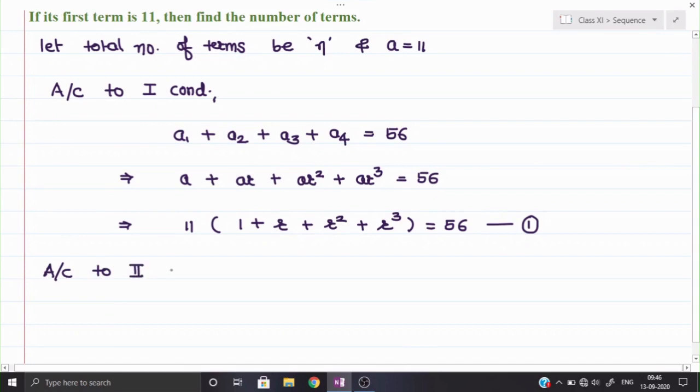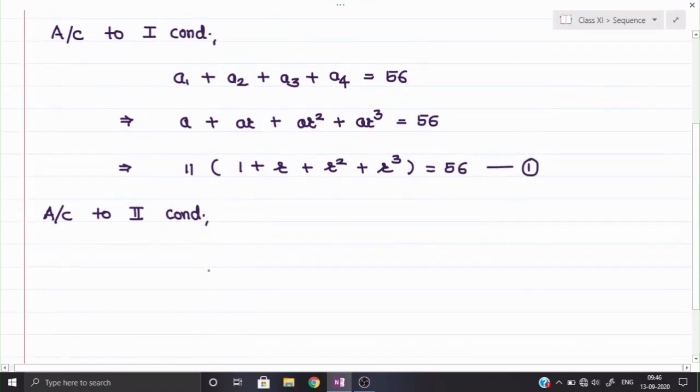According to the second condition. Now see, the second condition is more interesting and a little bit different. Okay, see the last four terms. If I say my last term is an, then what is the second last term? That will be an minus 1. What will be the third last term? That will be an minus 2, and the fourth last term will be an minus 3.